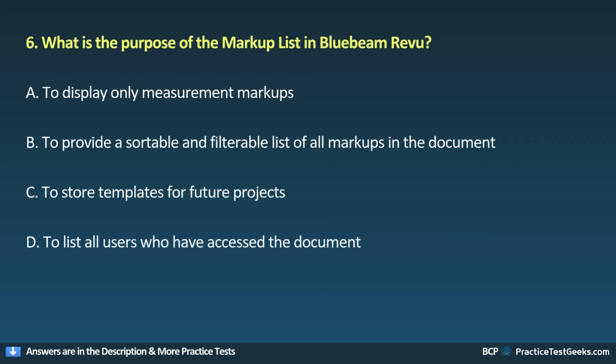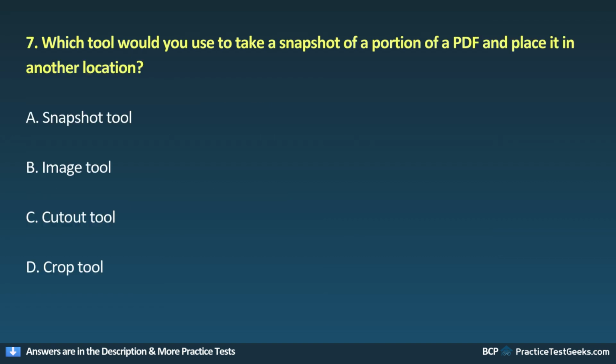A. To display only measurement markups. B. To provide a sortable and filterable list of all markups in the document. C. To store templates for future projects. D. To list all users who have accessed the document.